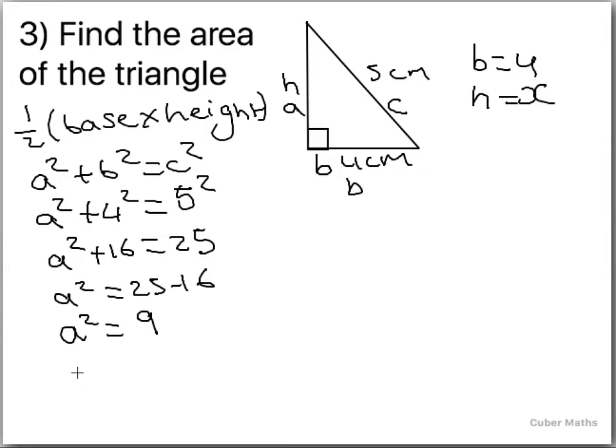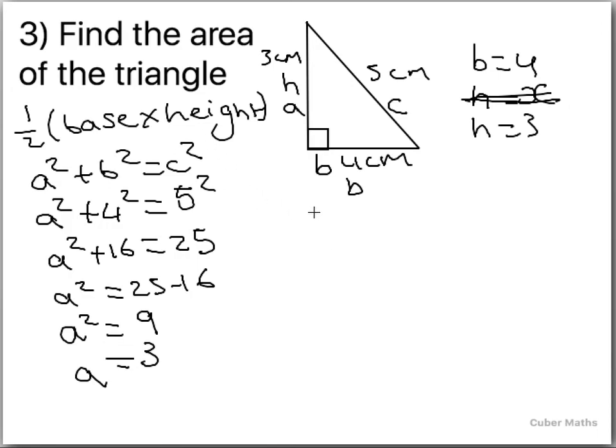Now if we square root both sides, we're going to get a on its own, and that's what we need. So a is equal to 3. So now we know that our height is 3 centimetres. So we can cross this bit out where we've labelled it x and put h is 3.